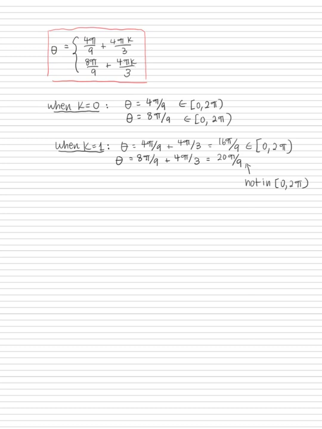Just in case you're wondering, how do you know that this is not inside of 0 to 2 pi? Remember how to convert this into a degree measure? So 20 pi over 9 multiplied by 180 divided by pi. So you're going to have what? Pi is going to cancel. 180 over 9, that's going to give us 20. So we have 20 times 20, which is going to be 400 degrees. That's not in 0 to 2 pi. That's how I knew that it was not inside of that given interval.